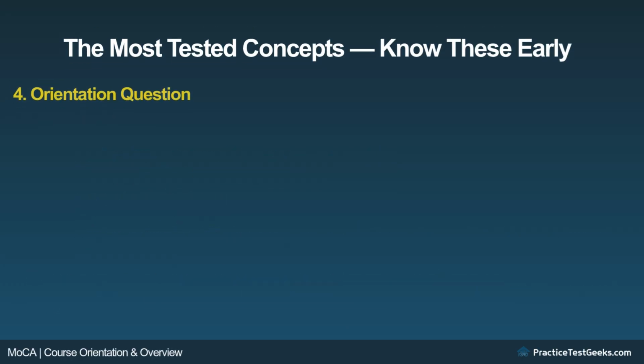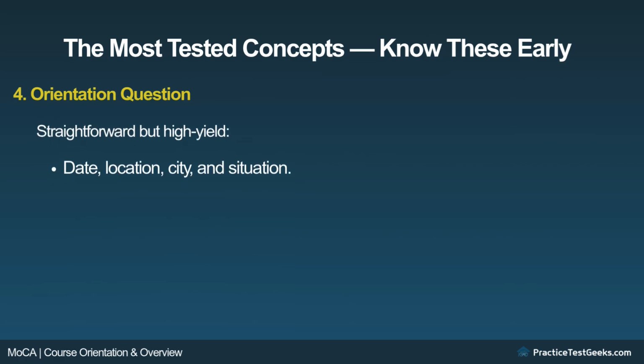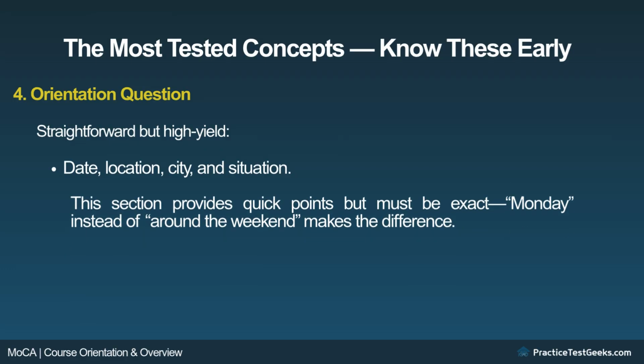4. Orientation questions. Straightforward but high-yield: date, location, city, and situation. This section provides quick points but must be exact. Monday instead of around the weekend makes the difference. We'll explore scoring rules and how to avoid common traps throughout the course.